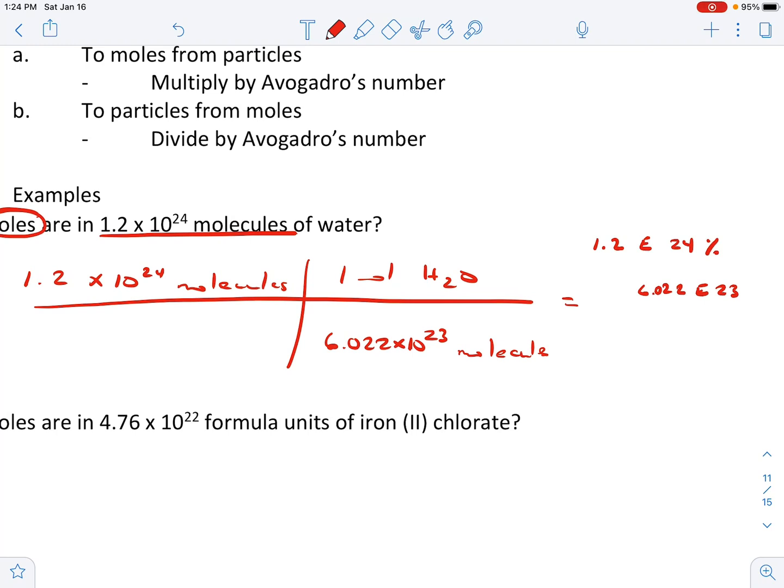And the answer you should come up with is 1.99. There should be no exponent anywhere. If you got an exponent, you didn't type it in quite right. So try again. All right. Kind of follow exactly what I said there. All right. You should have gotten 1.99 moles.